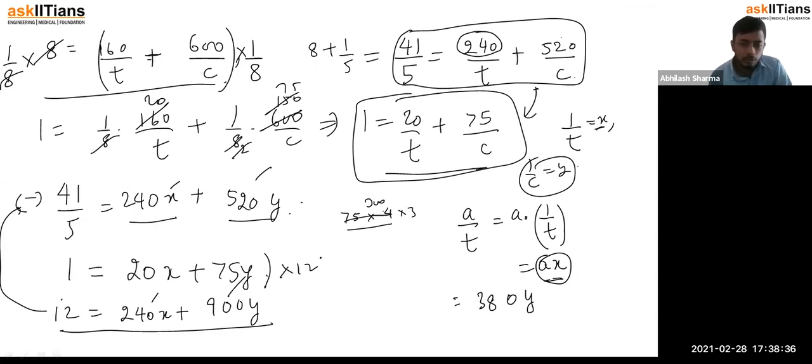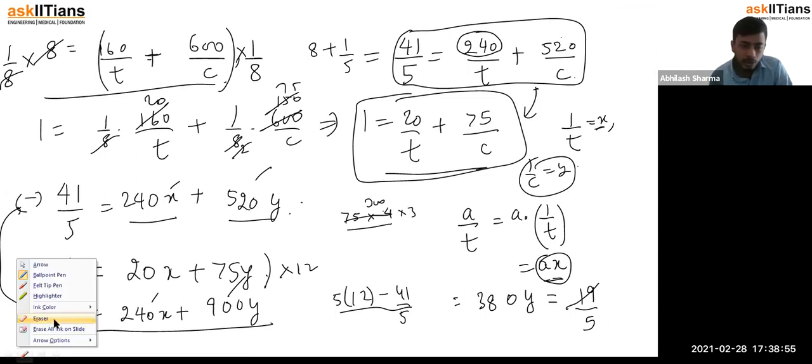And what are we getting? 12 minus 41 by 5. So let me write it like this, taking LCM. It will actually become 60 minus 41, which is 19, of course, upon 5. Correct. You can easily see that, okay, don't worry, I will do it properly so that you all understand.